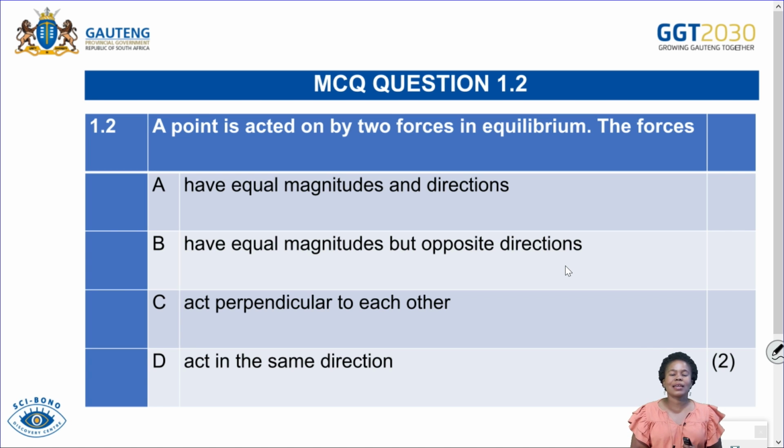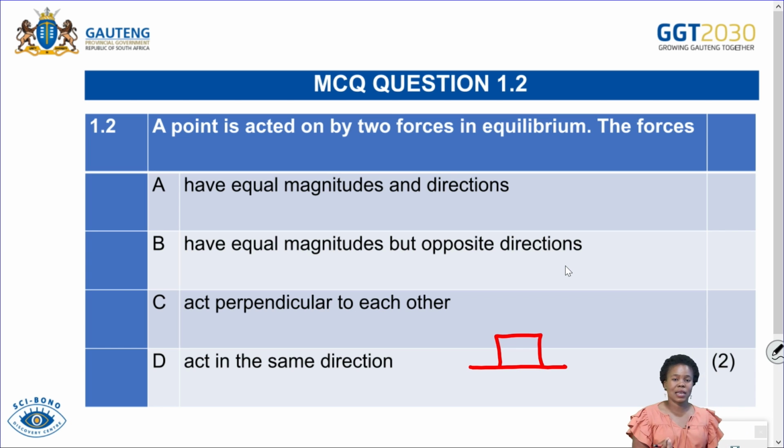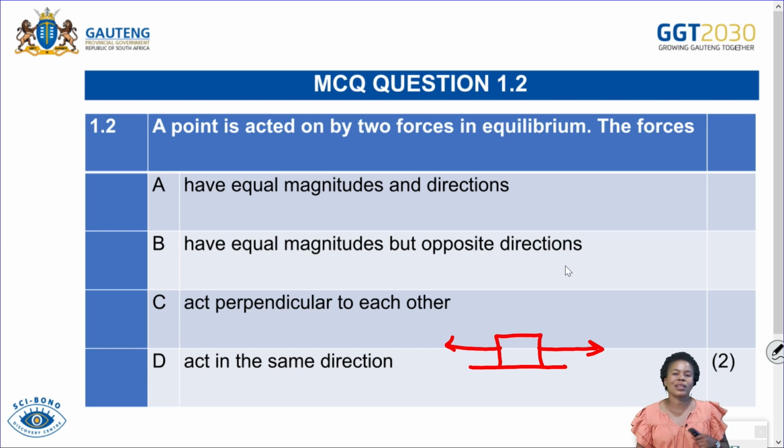Now when they are in equilibrium, I'm going to just draw. This is a box, even though they didn't say that it is a box. And then we've got a force this side and a force this side. When an object is in equilibrium, it means that the forces on either side are equal. So equal magnitude and direction, it's a no. Equal magnitude and opposite directions, yes. So the correct answer is B.